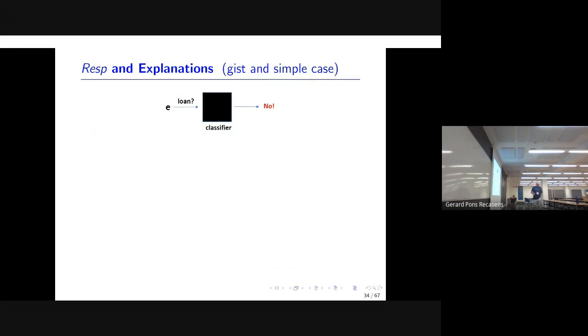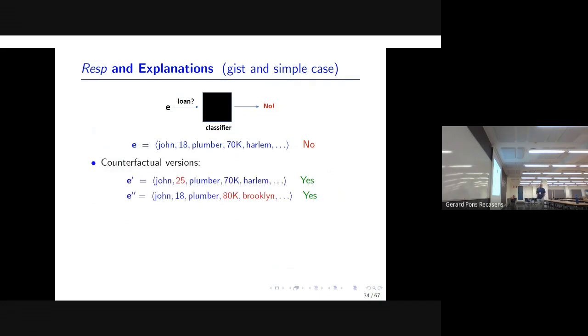So I have this classifier, the black box. We have an entity that is requesting a loan, and the classifier labels this entity as no loan granted. This is the same guy I had this morning. We have different feature values, and for this record of feature values, we get the answer no. So we start playing with counterfactual versions. For example, I change the age from 18 to 25, and then I get yes. Maybe this guy was too young to get the loan, even with that salary, as you mentioned this morning.